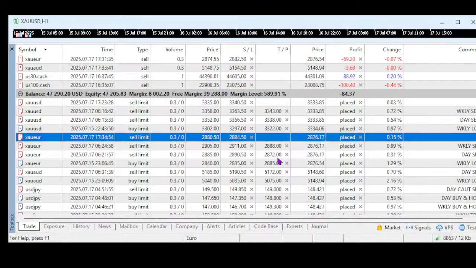As long as we stick to our rules. I remember I told you our rules and plan is every day we try to make 2 to 3%. And the maximum loss we can afford per day is also 2 to 3%, not more than that. So we'll stick to the rules.